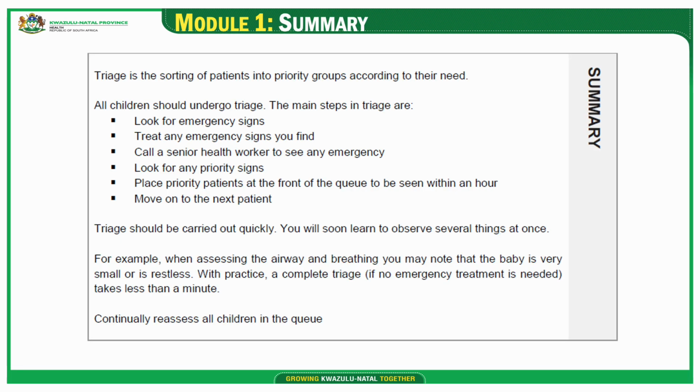In summary, triage is the sorting of patients into priority groups according to their need. All children should undergo triage. The main steps are: look for emergency signs, then treat any that you find. Look for priority signs, place them at the front of the queue so that they can be seen within an hour. Move on to the next patient.